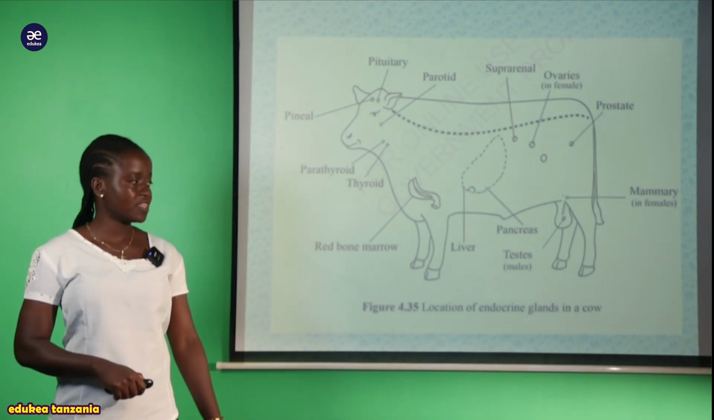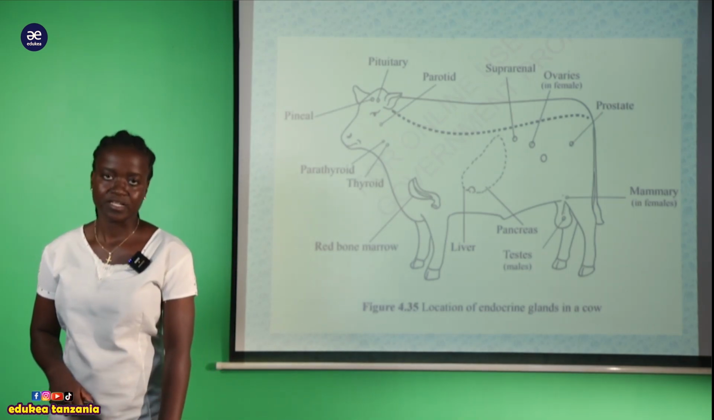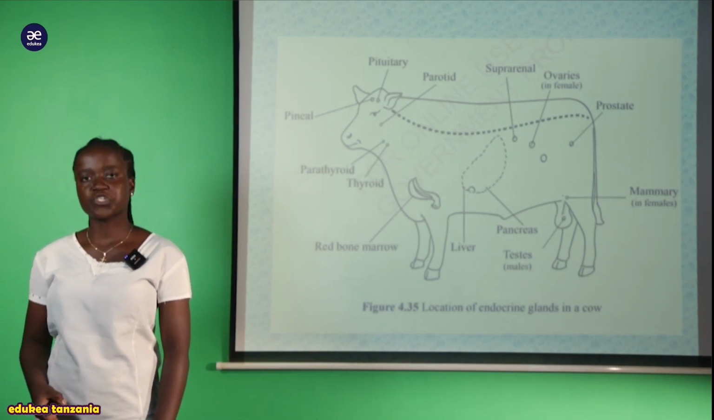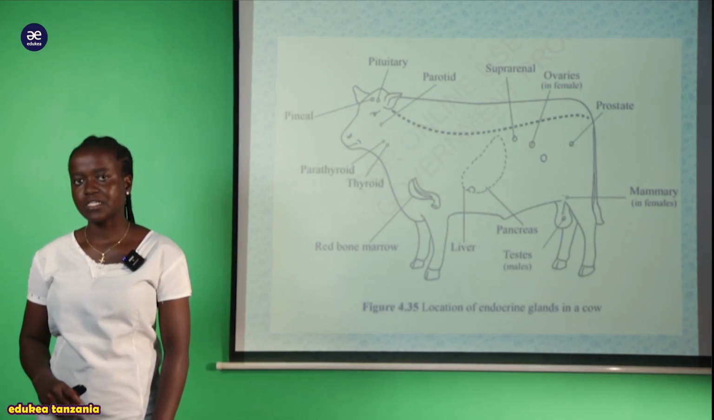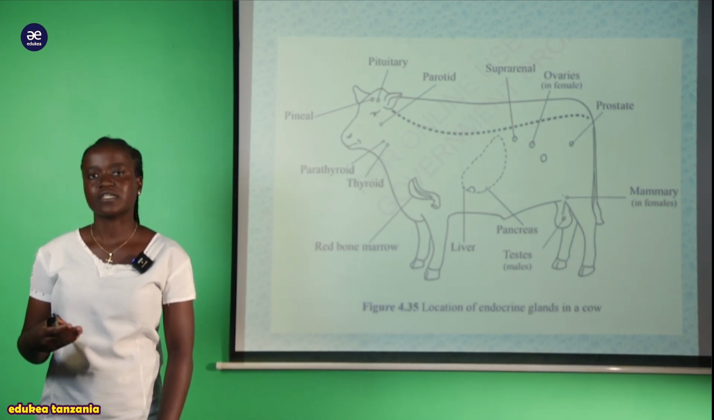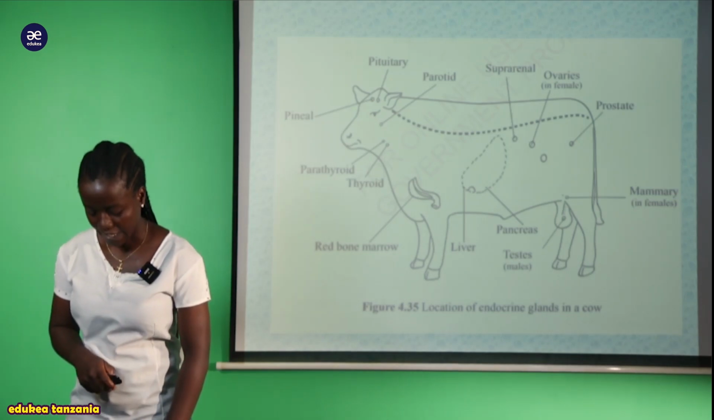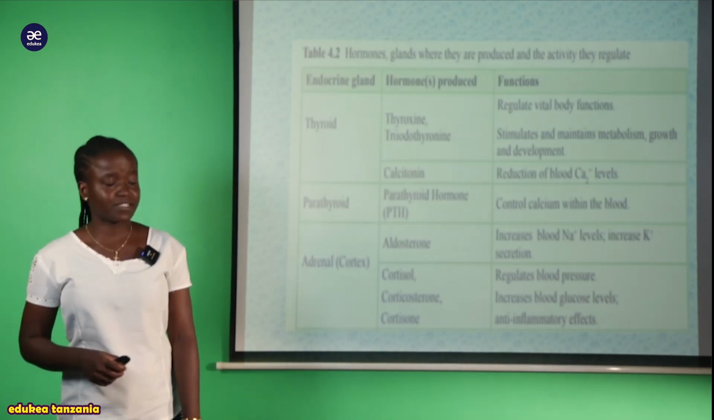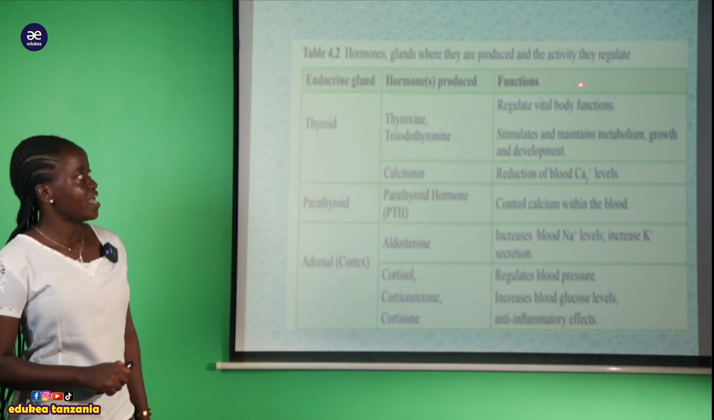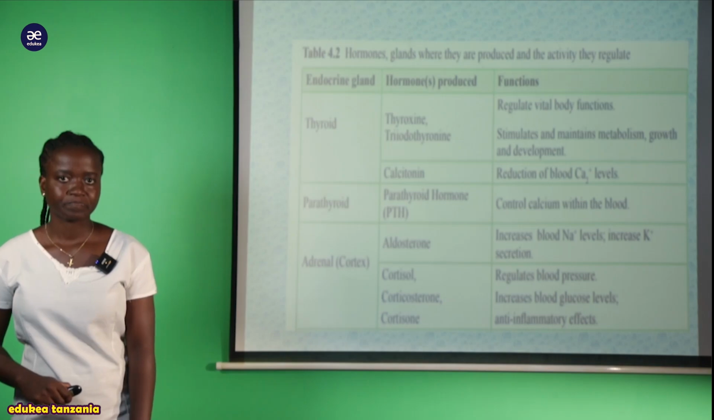So within this organism is where the endocrine glands are located. These endocrine glands pour their secretion into the bloodstream so that it can provide a response in an area other than the production site. Now let's see this table, that is, the hormone glands, where they are producing, and the activity they regulate. This one, figure 4.2.